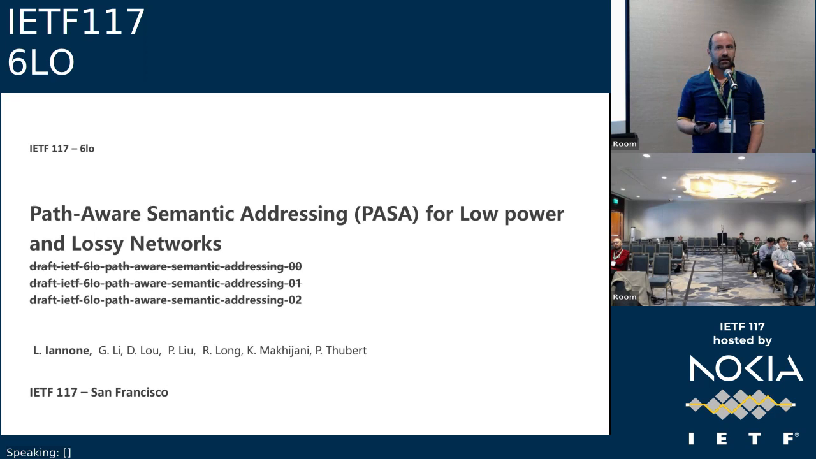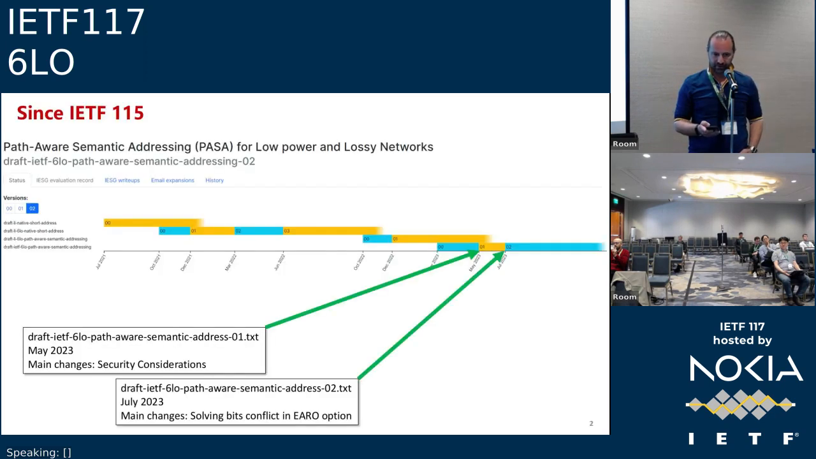As for the agenda, this is an update on the PASA document. Between 116 and today, we did two revisions of the document. I will go through the changes document by document, to better explain the different changes. The first revision we submitted in May. The main changes were about security considerations. This was one rightful request we received during the adoption call of the document, so we started with that as the main work.